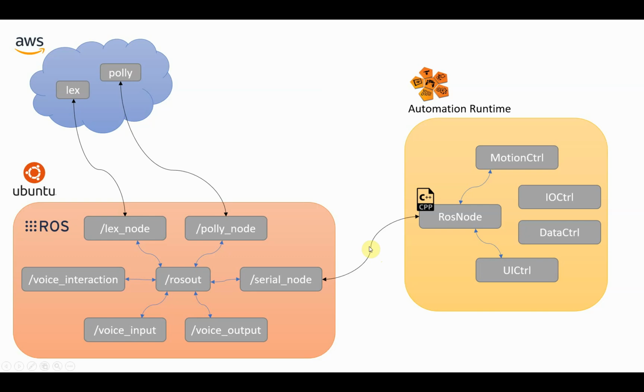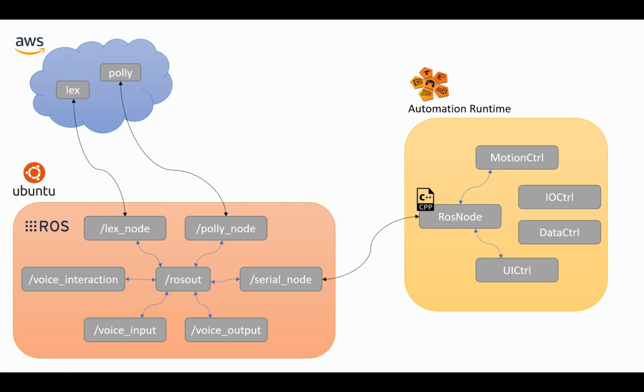So a quick example of what we're going to look at here is the Lex node, which would be receiving information from voice input that would probably go through voice interaction. But let's say voice input sends information through Lex node, which then passes it up to the Lex service, receives a response from the Lex service, and publishes the response as an intent structure. This structure is then available for our ROS node on the automation runtime side of things to subscribe to, and anytime the Lex node publishes that structure, it will be received by the ROS node. This is what I mean when I'm talking about the independent pub/sub mechanism.